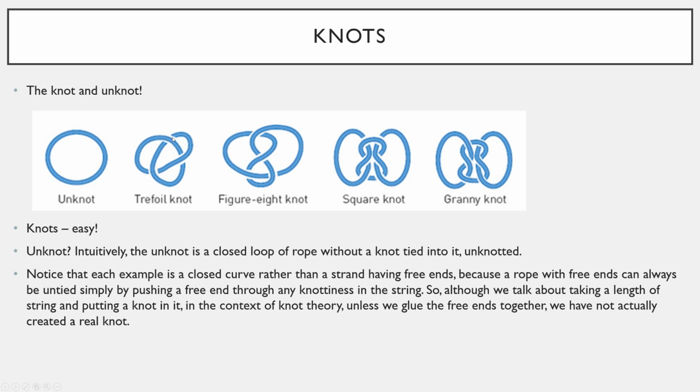And then you can see here we have what's called the trefoil knot. It's tri because of three connecting points there. Notice that each example is a closed curve rather than a strand with free ends. If you notice in each of these, there's no free ends. Because a rope with free ends can always be unknotted simply by pushing a free end through the knottedness in the string. So although we talk about taking a length of string and putting a knot in it, in the context of this knot theory, unless we glue the free ends together, we are not actually creating a real knot.